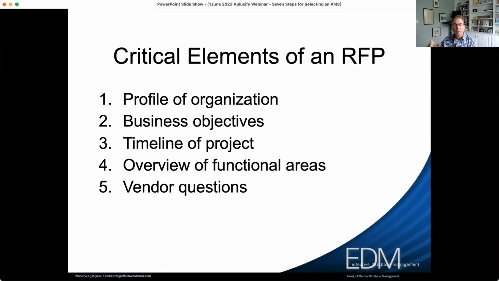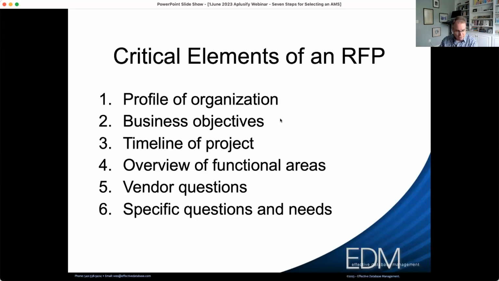The reality is you're buying a relationship, because your vendor is going to have to support you for years, hopefully 10, 15 years. And you want to make sure that you're getting into a relationship with an organization that you feel like you can trust and fits your needs. So that's what the vendor questions are about. And then finally, we get into those specific questions, specific needs. This is where the entire needs analysis really drops into the RFP, so the vendor can see what your functional areas are and what your functional needs are.